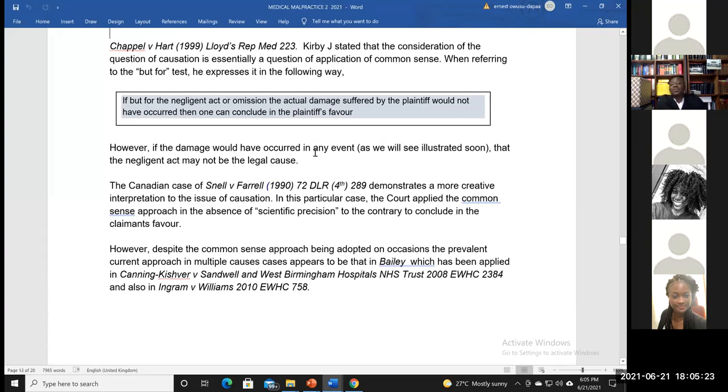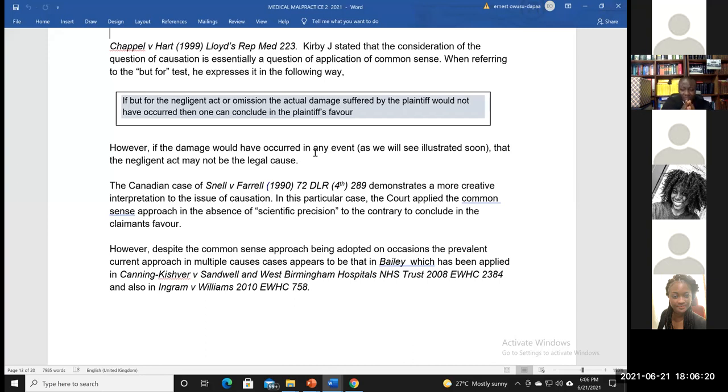And there are interesting ways in which the issue of causation has been addressed in some other jurisdictions. But of course, in our own jurisdiction, if you look at the Nkrumah case, as well as the Jan case, you notice that they follow the usual Bradford test, as we have seen. Now, if you look at the Kenyan case of Snell against Farrell, it demonstrates a more creative interpretation of the issue of causation. And in Snell against Farrell, the court applied what we call the common sense approach, in the absence of scientific precision, to conclude in the claimant's favor.